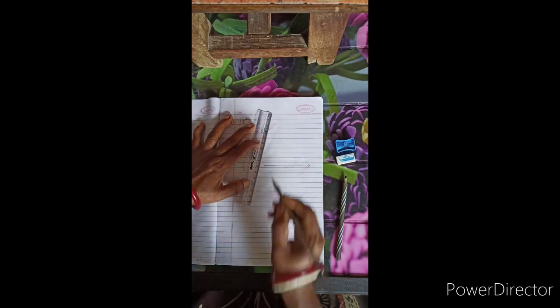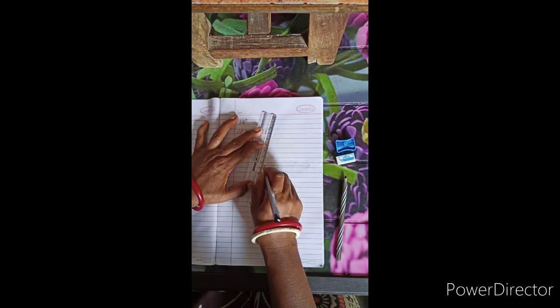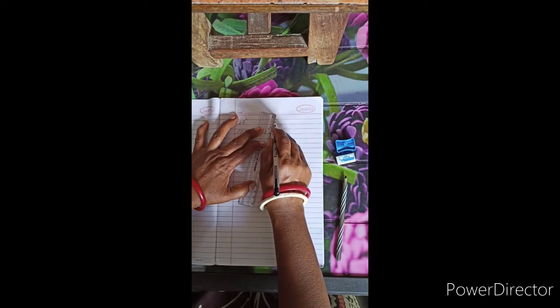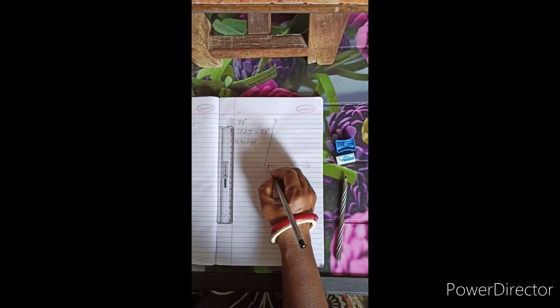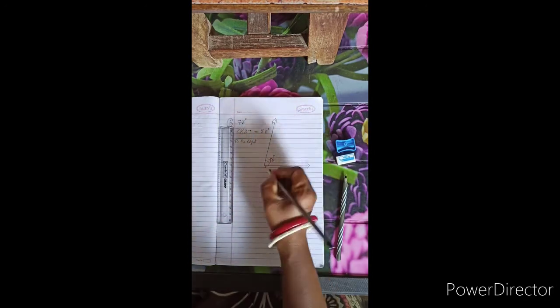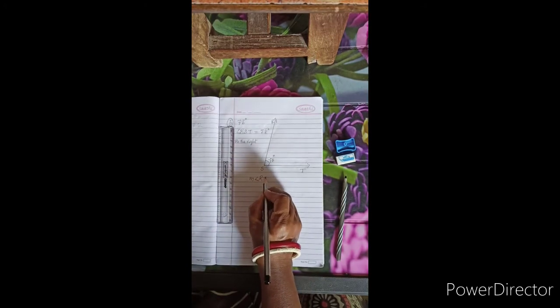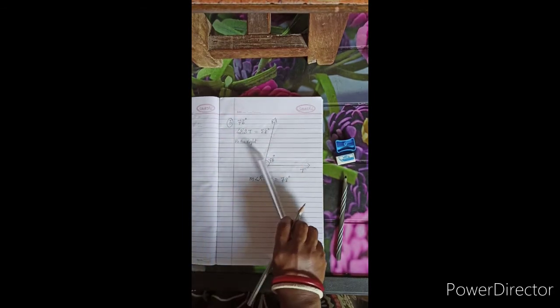Now take the scale, keep the pencil point on this point, touch the scale. Here also keep the pencil point, touch the scale. See that the scale is touching both the points. Then draw the ray. So this is 78 degree. The name of the angle is RST. Measure of angle RST is equal to 78 degree. This is to the right.